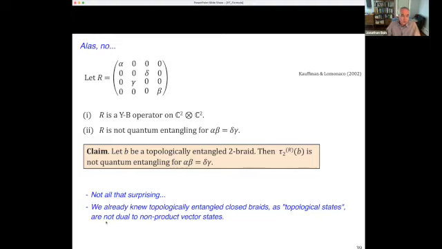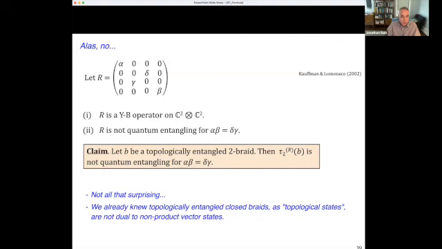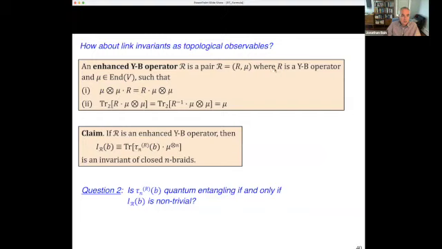On the other hand, this shouldn't be all that surprising given Aravind's analysis. We already knew topologically entangled closed braids as topological states are not dual to non-product vector states. So perhaps we just haven't identified the proper types of topological observables. Another potential candidate for a topological observable might be what's called a link invariant. This is just a function that takes values on links that is the same for isotopically equivalent links.